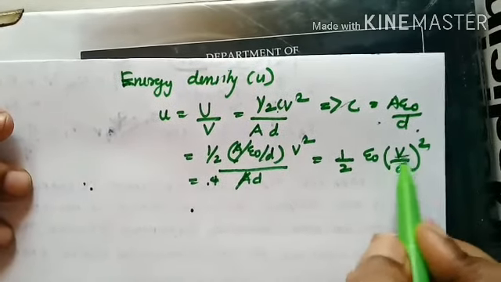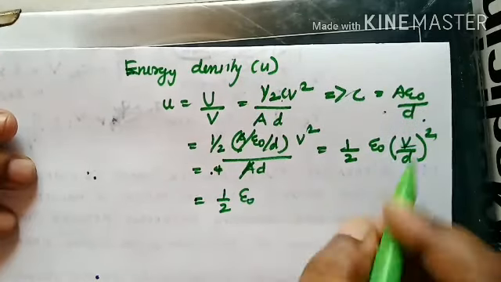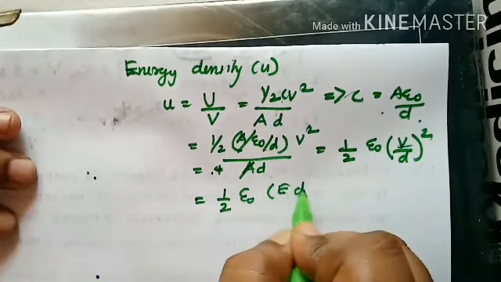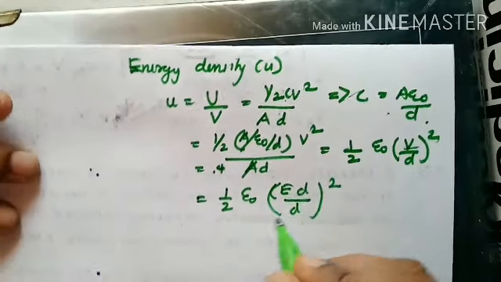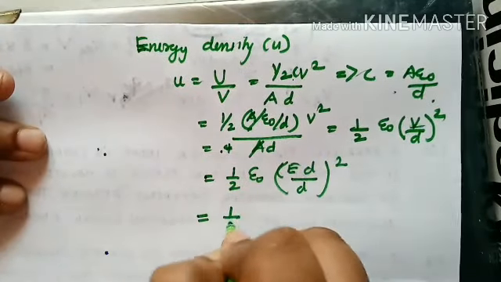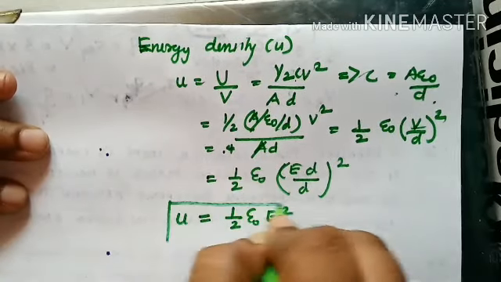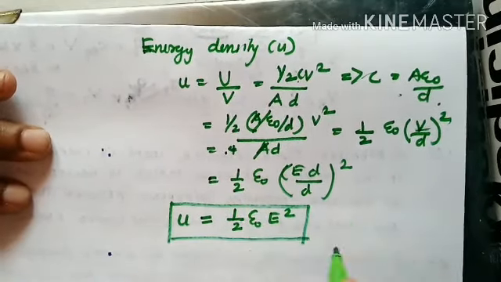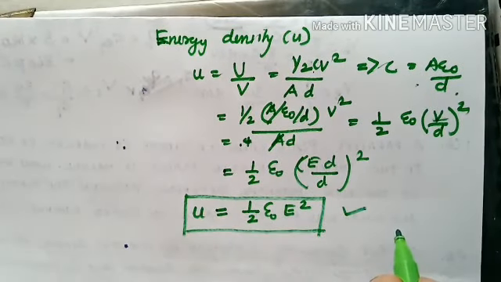Now what can I do? We can write V in terms of E, right? So it becomes half epsilon naught, where V is E into D, whole square. So I can cancel D squared, and it becomes half epsilon naught E squared. So this is the expression for energy density. Learn this expression by heart, guys. This much is the only derivation.